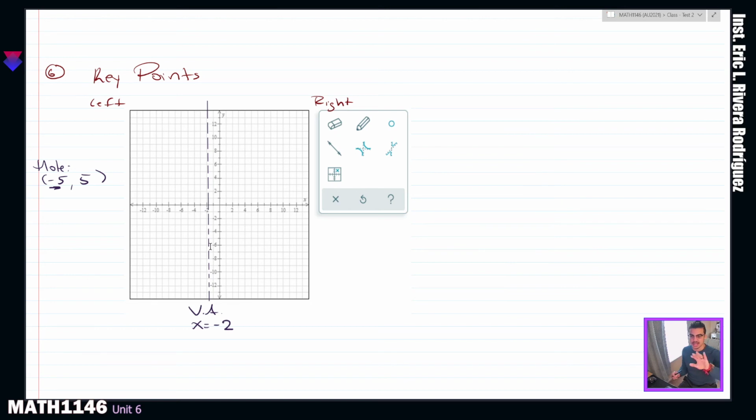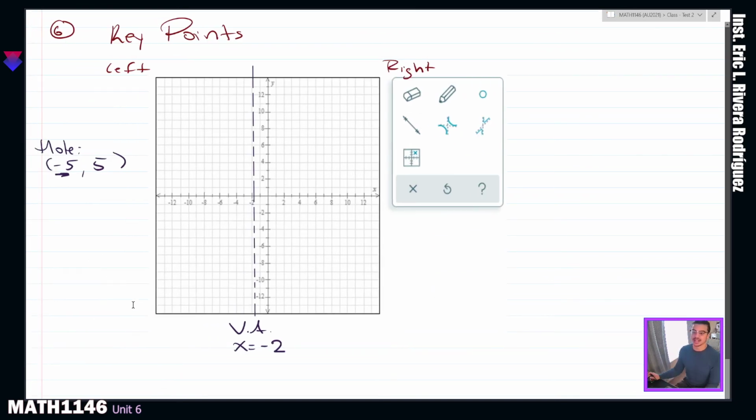So that means that that location is on the left side. We are going to take the hole as one of those key points. Remember, the hole is something that is not part of the function, so we are going to use an open circle there. We have just one intercept, and that intercept is at the origin, (0, 0). The intercept is a point on the graph, so we are going to use a solid dot there.